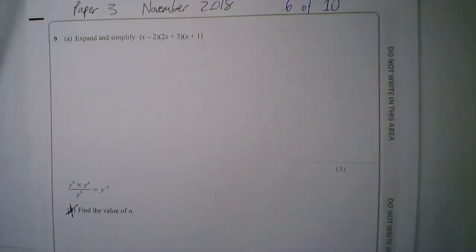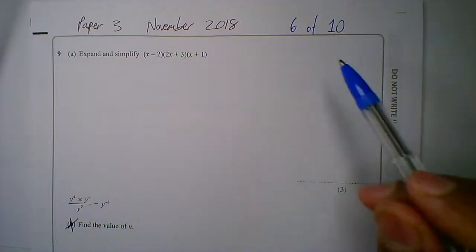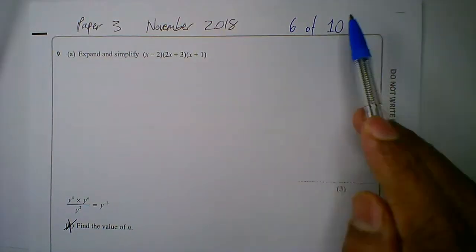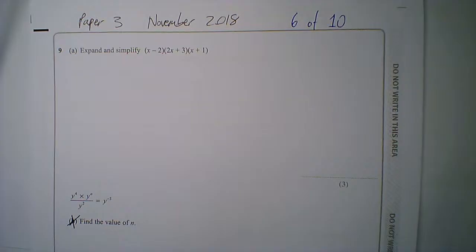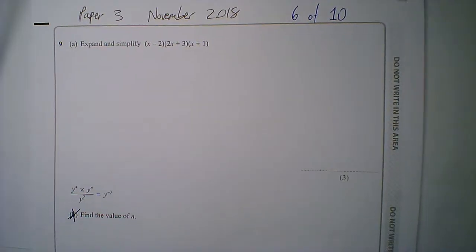Let's move on to the next question. And this question is now our 6th question out of 10. This is from paper 3, November 2018. Press pause and have a go. When you're ready or when you're stuck, press play for the answer. Alternatively, you can just follow me. So let's make a start.